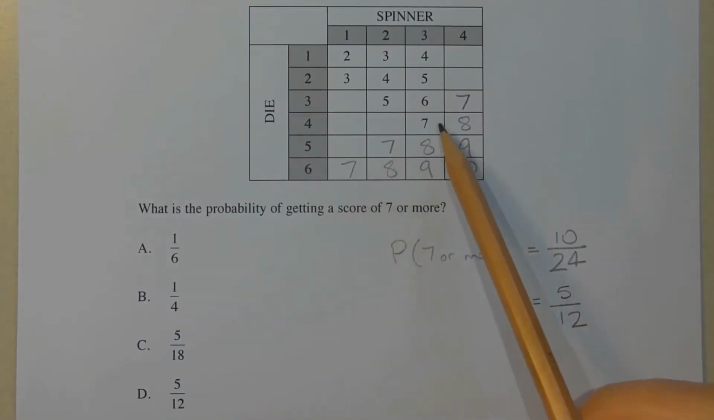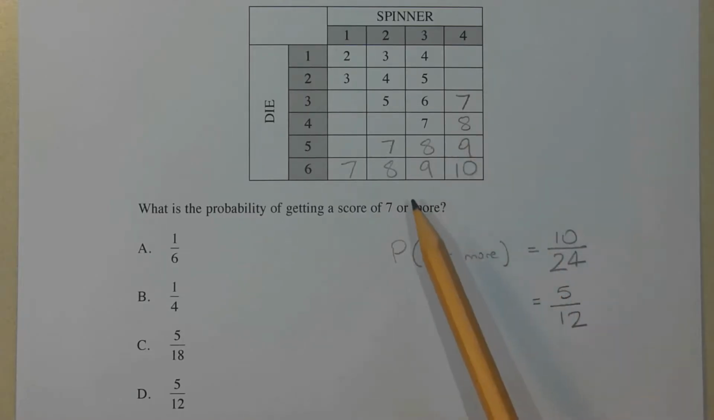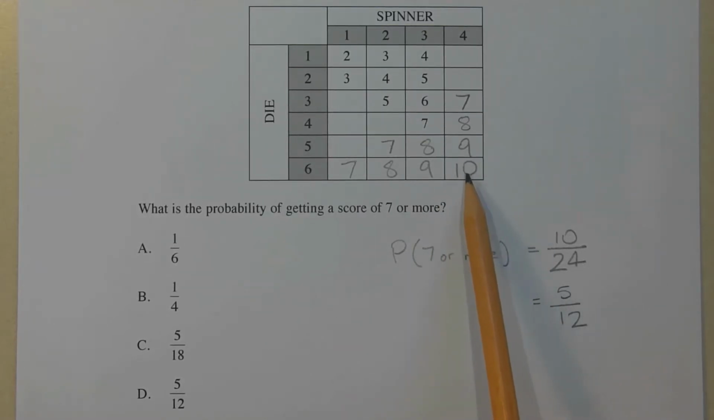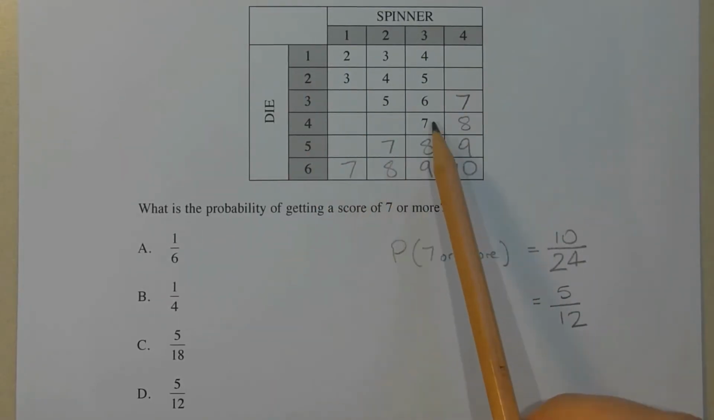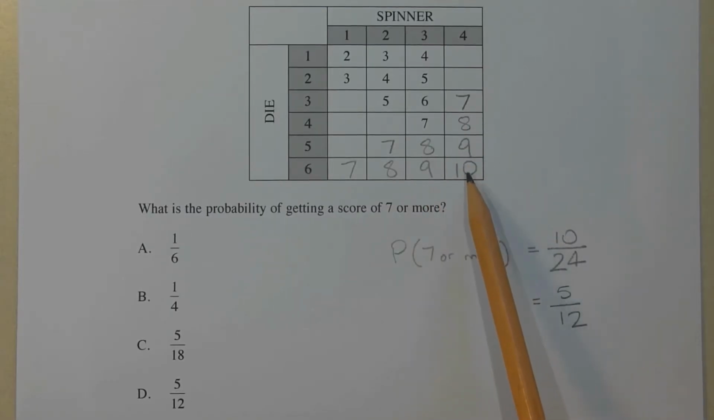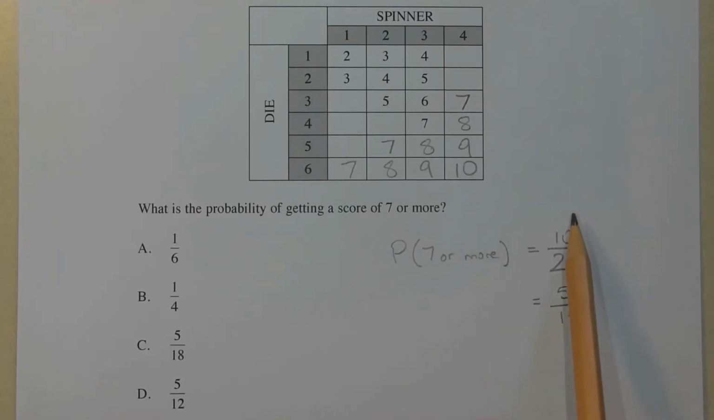Now, there are 4 ways of scoring a total of 7. There are 3 ways of scoring a total of 8. There are 2 ways of scoring a total of 9, and there's only 1 way of scoring a total of 10. So out of the 24 cells, we have 1, 2, 3, 4, 5, 6, 7, 8, 9, 10 that contain the number 7 or more. So the probability of scoring 7 or more is equal to 10, which are our favoured outcomes, over 24, which are the total number of outcomes. And 10 over 24 simplifies to 5 over 12. Therefore, the correct answer is option D.